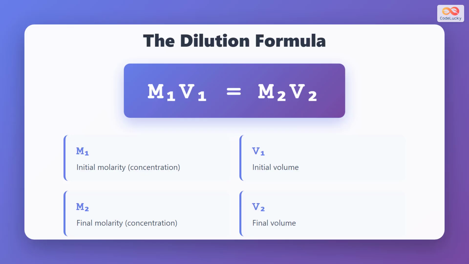Now let's break down the dilution formula. M₁V₁ equals M₂V₂. This equation has four variables. M1 represents the initial molarity or concentration before dilution. V1 is the initial volume before dilution. M2 represents the final molarity or concentration after dilution. And V2 is the final volume after dilution. Understanding what each variable represents is crucial for solving dilution problems correctly. Remember, molarity is measured in molar, abbreviated as capital M, and volume is typically measured in milliliters or liters.